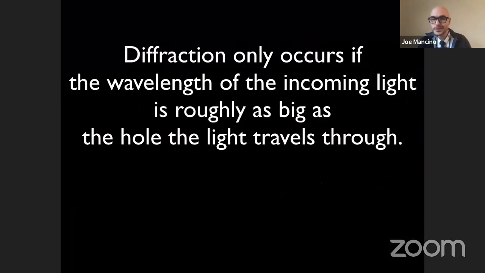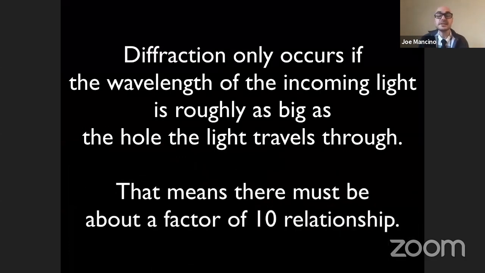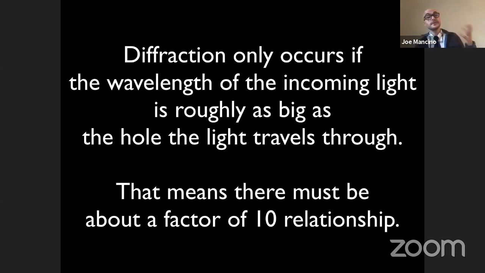But diffraction only occurs if the wavelength of the incoming light is roughly as big as the hole that it travels through. And that means there should be about a factor of 10 relationship. So if visible light is 400 nanometers to 700 nanometers, somewhere in the middle, let's say 550 nanometers, that's about green light.